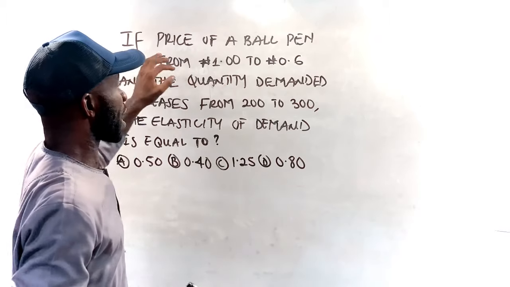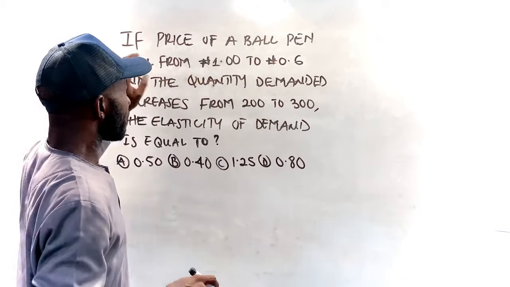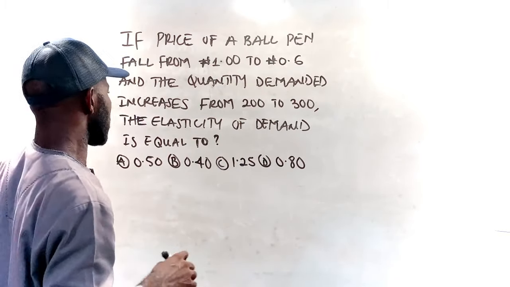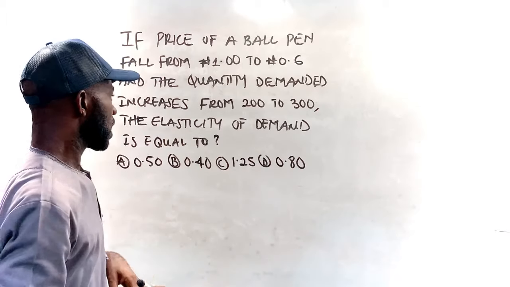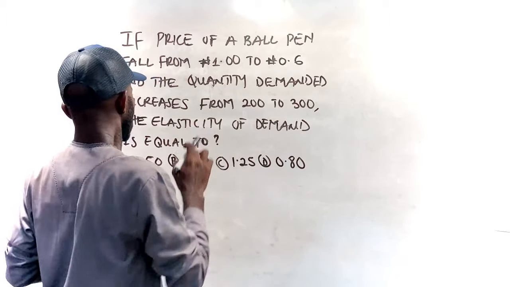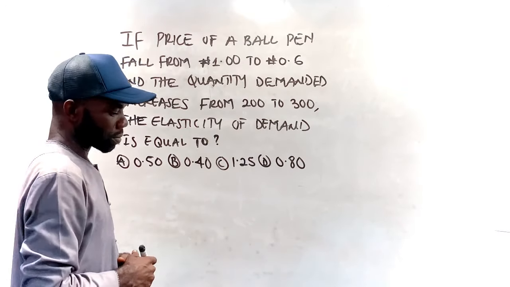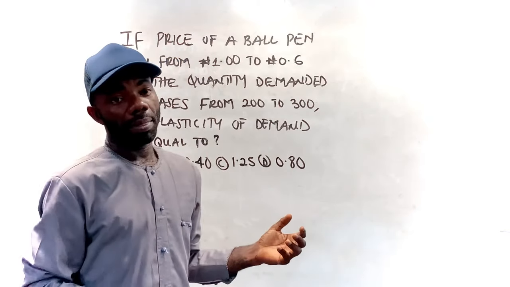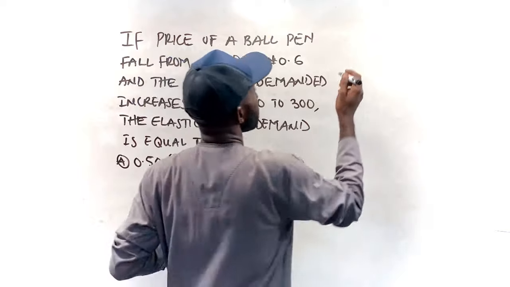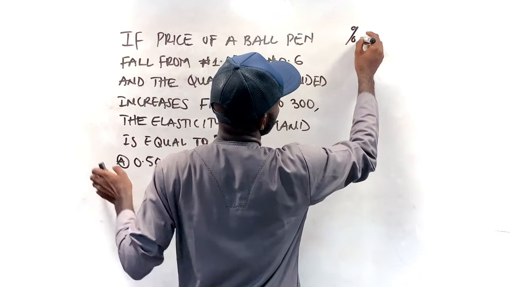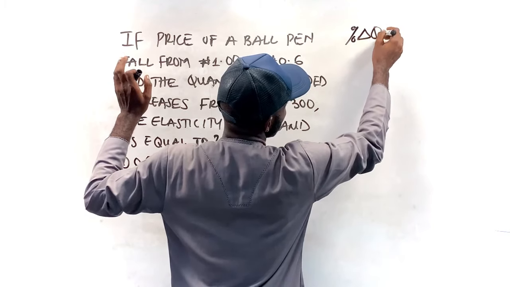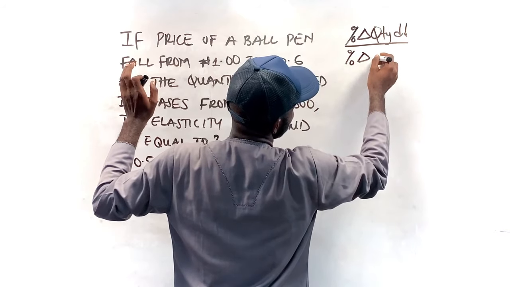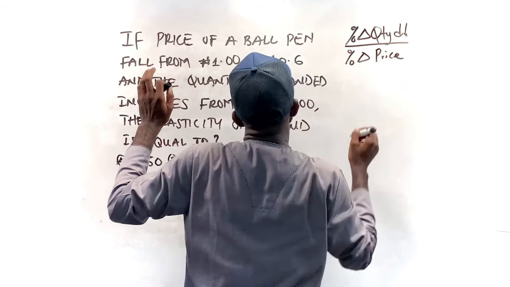The question says the price of a ball pen falls from 1 naira to 0.6 naira, and the quantity demanded increases from 200 to 300. The elasticity of demand is equal to what? This brings us to the knowledge of price elasticity of demand. You remember the formula for price elasticity of demand is percentage change in quantity demanded over percentage change in price.